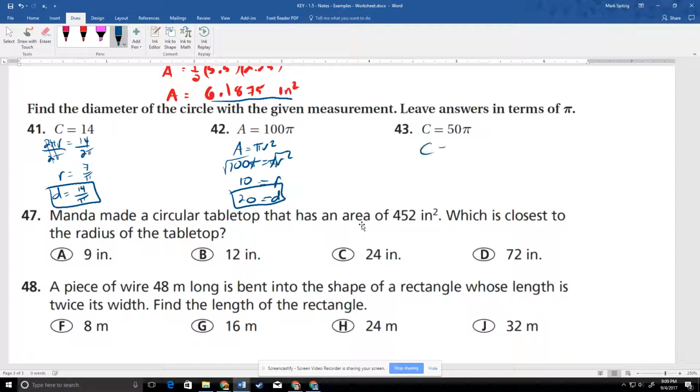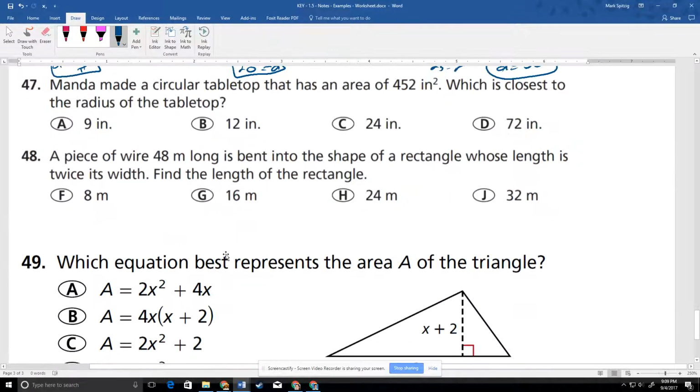All right, we know the circumference is 50 pi, which it says right there. Actually, we know the circumference is also 2 pi r. So I can just say 50 pi equals 2 pi r. Divide both sides by pi, those cancel. Divide both sides by 2, we get 25 equals the radius, which means the diameter is double that, or 50. All right. And this one says leave answers in terms of pi, so leave the pi in there.